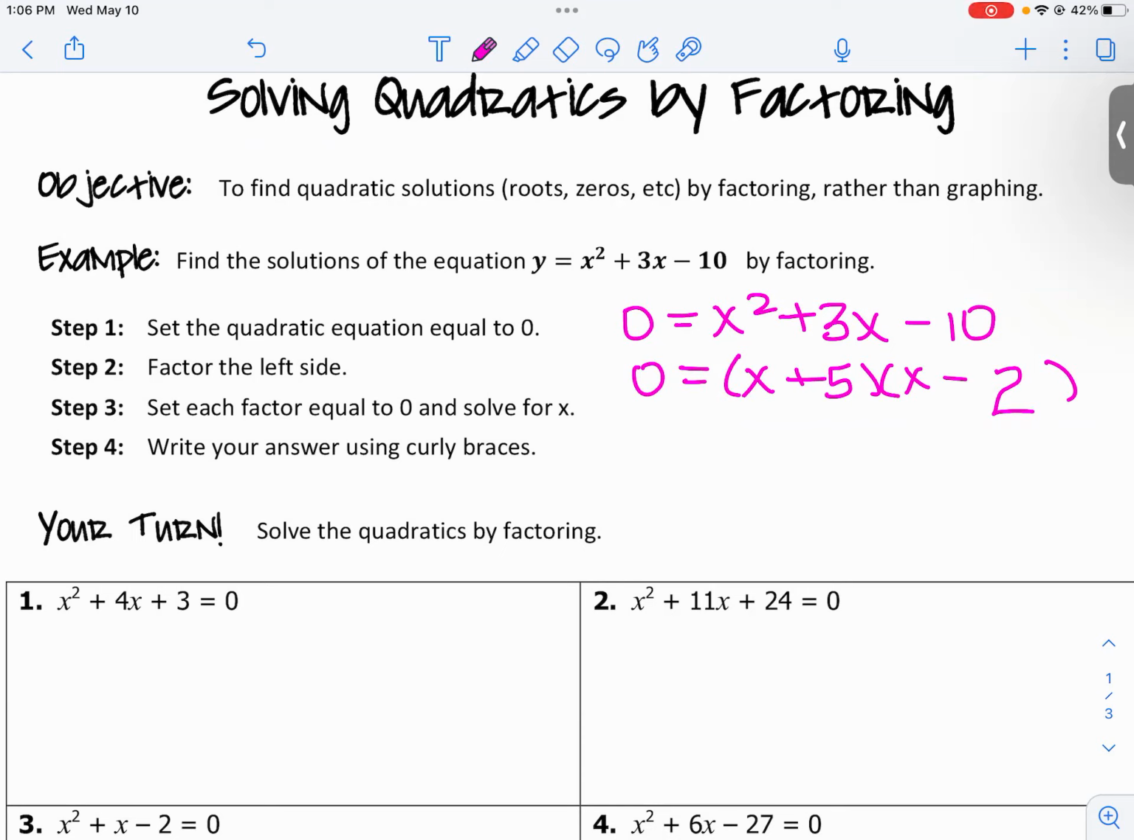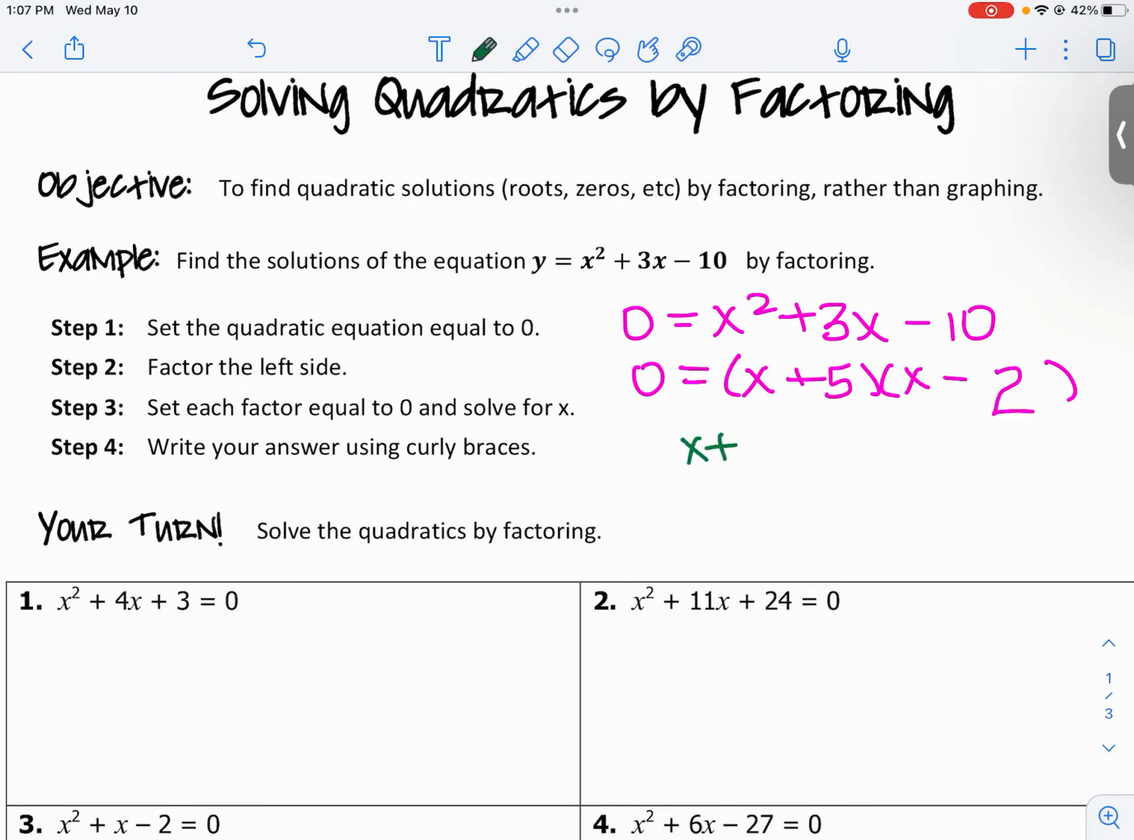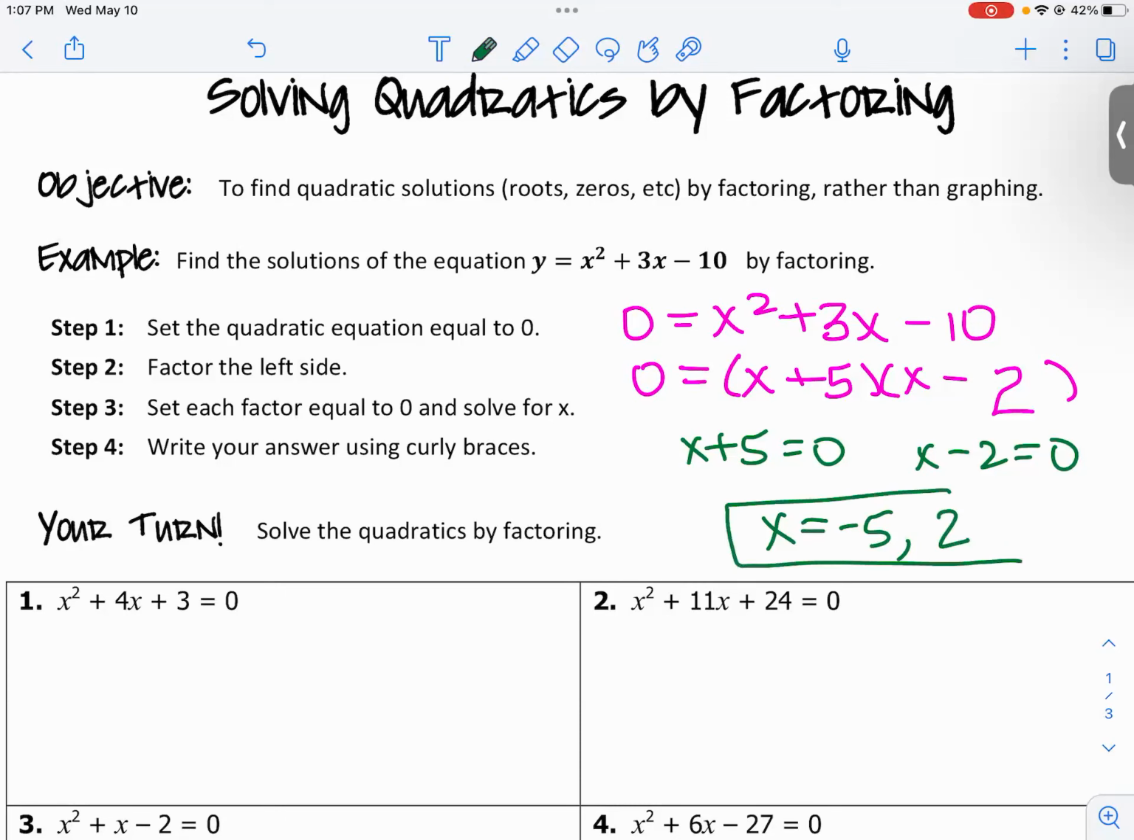Okay, so now that I have it factored, what did we do with those? x plus 5 equals 0. x minus 2 equals 0. So we got x equals negative 5 and x equals positive 2. That feel familiar? See? Okay.